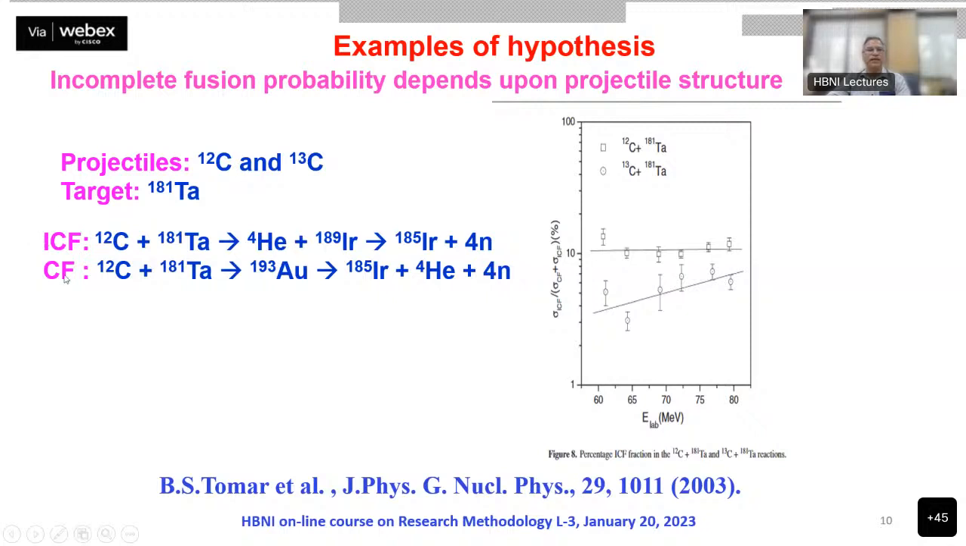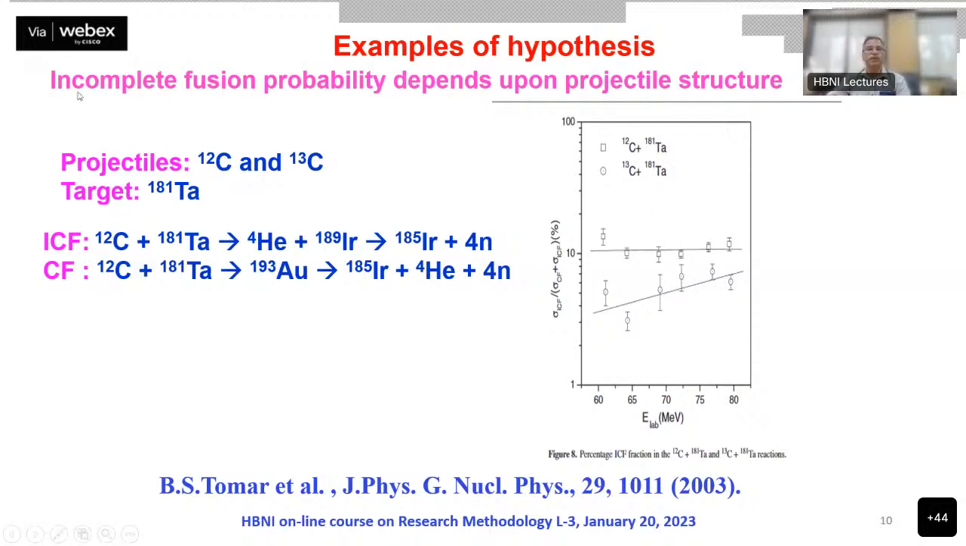The hypothesis is that this incomplete fusion probability depends upon projectile structure. So what you do, you carry out this experiment at different beam energies of carbon 12 and carbon 13 and find out the fraction of incomplete fusion over the total, incomplete fusion upon the complete plus incomplete fusion. And you can see here the carbon 12 is having higher cross section than the carbon 13. And so you can make a statement that yes, the hypothesis is true.